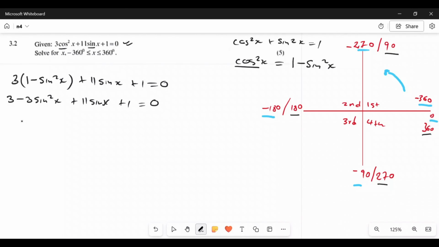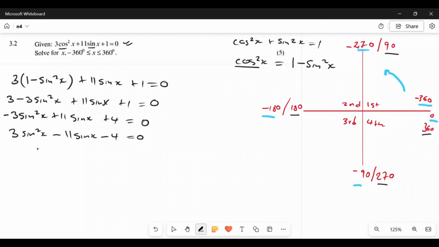Right, so from here, we deal with the like terms. If you look at this 3 and that 1, they can add each other. So 3 plus 1 is going to give us 4. If you rewrite this, it's going to give us negative 3 sine squared x plus 11 sine x plus 4. All this is equal to 0. Then we need to change this negative to positive because our a there is negative. So if you multiply by negative throughout here, you're going to have positive 3 sine squared x minus 11 sine x minus 4. All this is equal to 0.